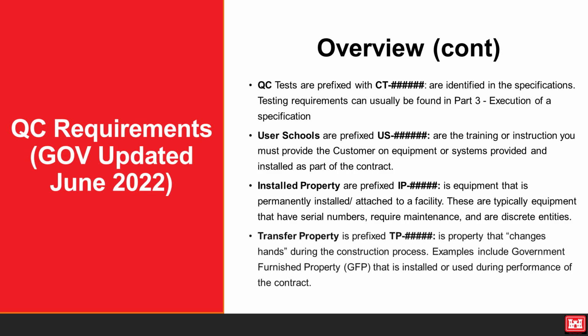Lastly, transfer property is prefixed TP, followed by certain numbers. Transfer property is property that changes hands during the construction process. Examples include government-furnished property that is installed or used during performance of the contract. It also includes spare parts and supplies that are furnished by the contractor and turned over to the government as part of the contract requirements.